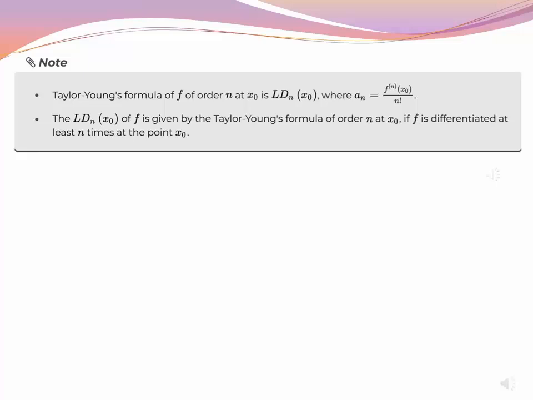Let's move on to the next remark. The Taylor-Young formula of a function f of order n at the point x0 is the limited development of order n at x0. In this case, the coefficient an is given by an equal the nth derivative of f at x0 over n factorial. So, the limited development of order n at x0 of f is given by the Taylor-Young formula of order n if f is differentiable at least n times at the point x0.